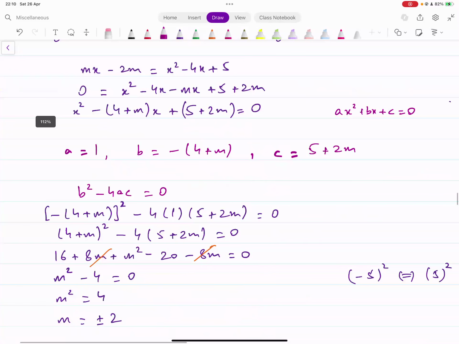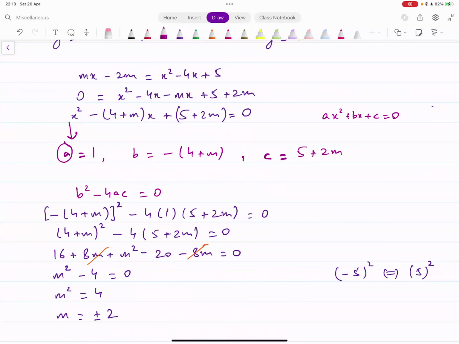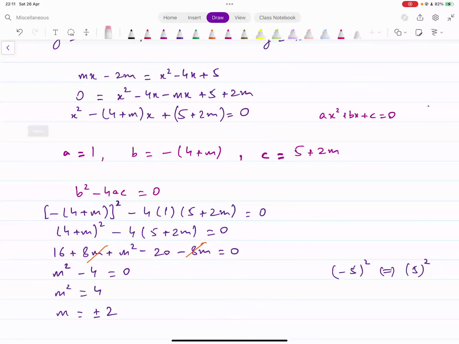So if you have multiple x terms or multiple x square terms, you take x and you see what the coefficient of x turns out to be. In this case, that's minus into 4 plus m. That whole thing is the coefficient of x. So that's the value for b. And then similarly, the constant is everything that does not have any x in it. So that's the constant. All right. Now, this is the constant, 5 plus 2m. Since the line was a tangent of the curve, we put b square minus 4ac is equal to 0. Solve that and find the values of m that we get from that.